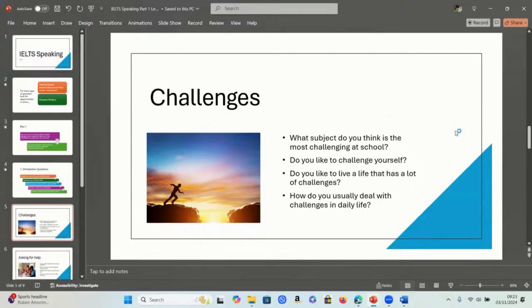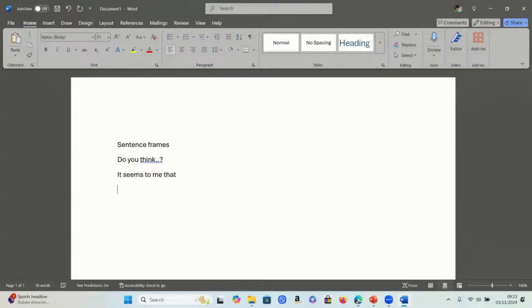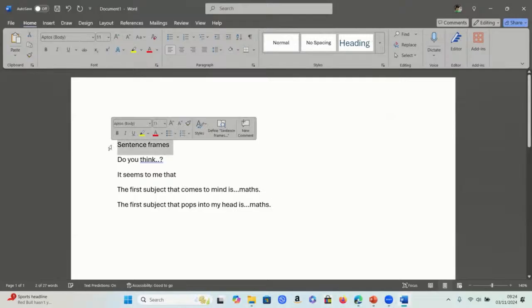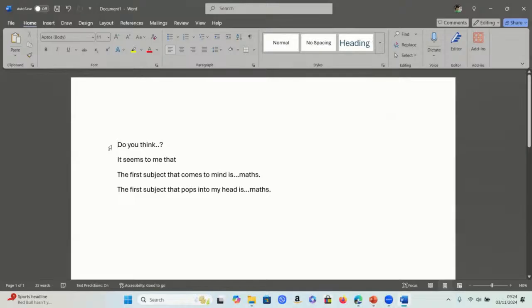It seems to me that, or a better one, I think some of you used this in your homework: The first subject that comes to mind is, I don't know, you could say maths, for example. Or, the first subject that pops into my head is maths. So these three seem okay. This is a sentence frame, which basically means the beginning of a sentence. So how many do you think starters can you think of?